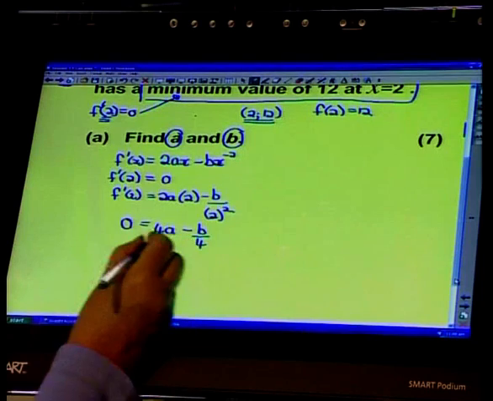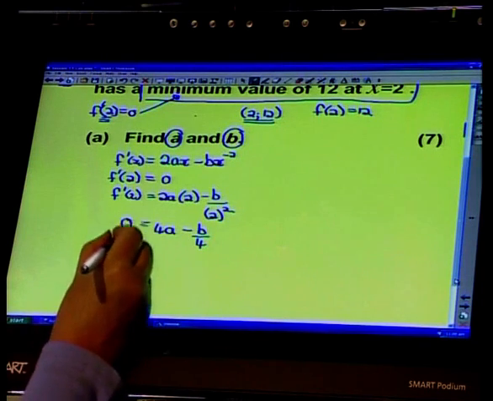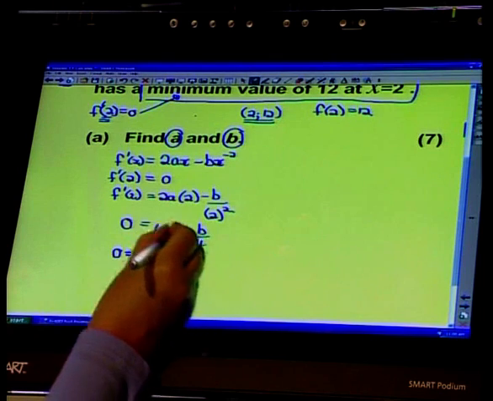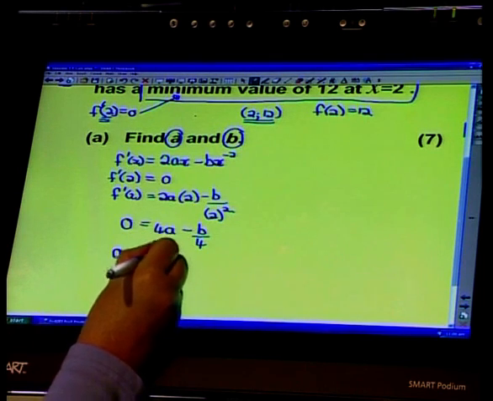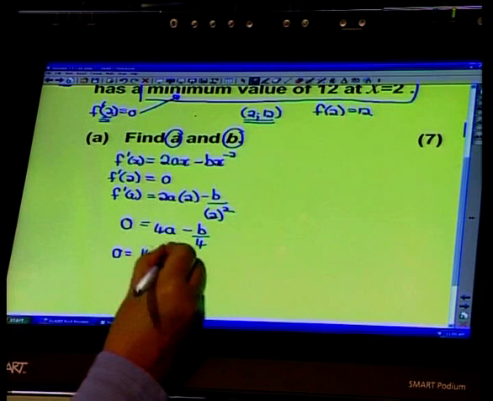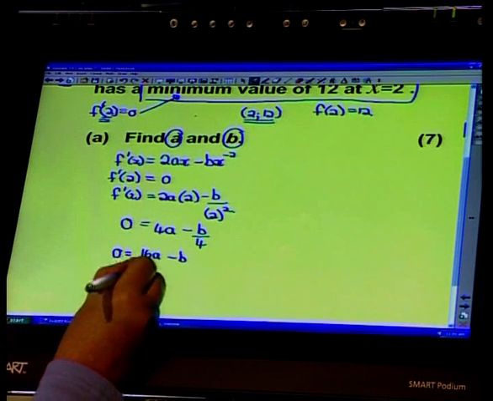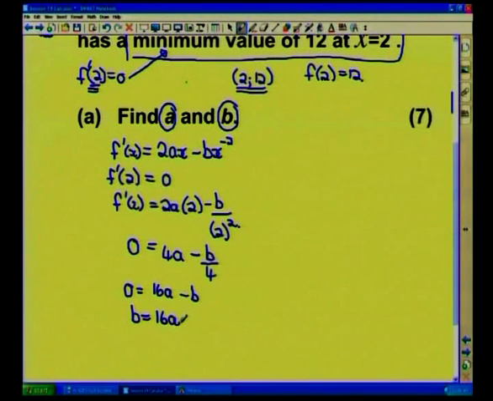What can we do to make this look more user-friendly? Well, it's not too bad. We could times through by 4. So 0 times 4 is 0. 4 times 4 is 16a. And that will just be minus b. So in other words, b equals 16a. Now you've got an equation in two unknowns. So we're going to call this equation number 1.